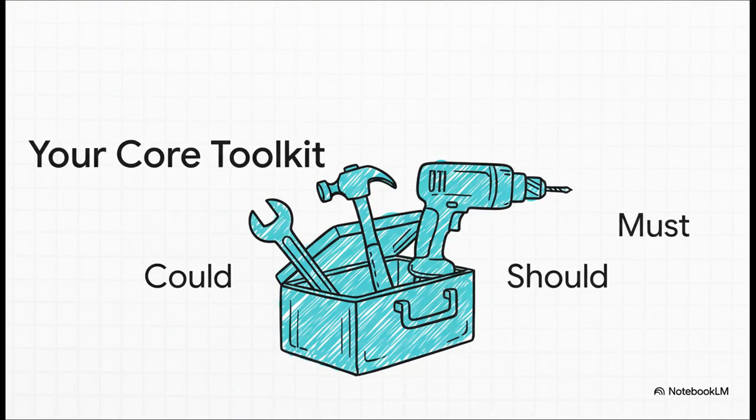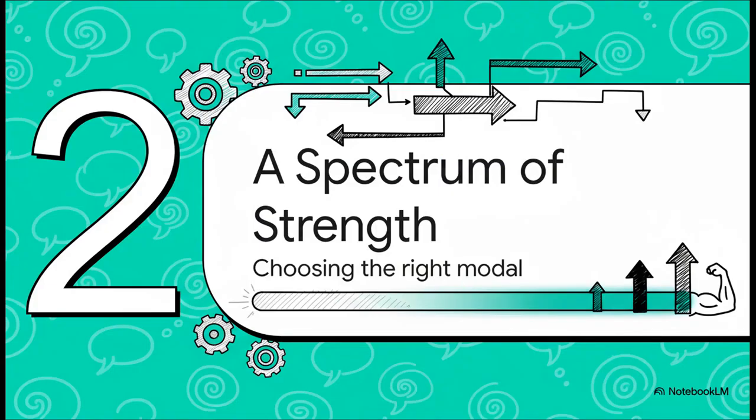Now, we're going to focus on the absolute essentials, the big three for any opinion essay: could, should, and must. I promise you, getting a handle on just these three words will completely change how you write. Okay, and this is really crucial. You can't just use these words interchangeably. They all live on a spectrum of strength, and knowing which one to pick for the right moment is the key to building a really smart, sophisticated argument.